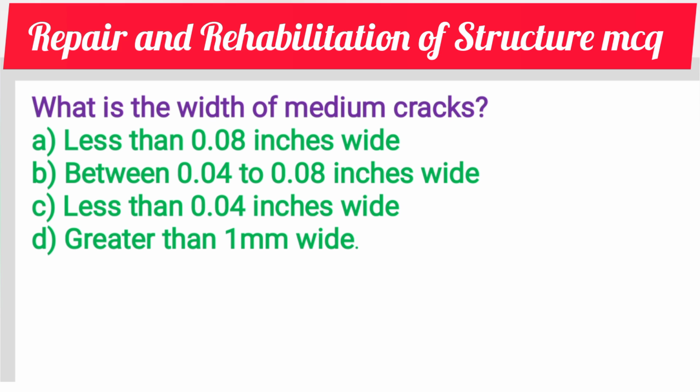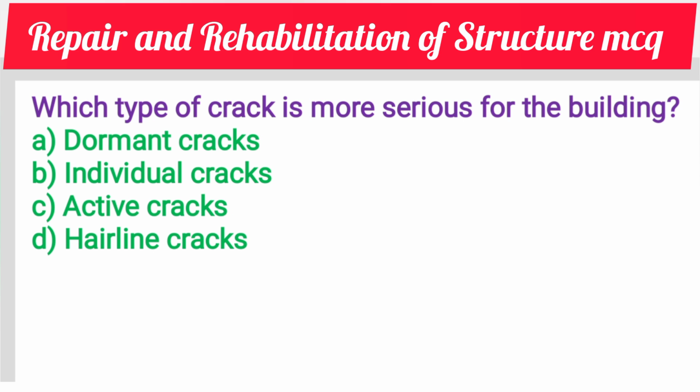Next question, what is the width of medium cracks? Option A, less than 0.08 inches wide, option B, between 0.04 to 0.08 inches wide, option C, less than 0.04 inches wide, option D, greater than 1 mm. So the correct answer is option D, greater than 1 mm. Next question, which type of cracks is more serious for the building? Option A, dormant cracks, option B, individual cracks, option C, active cracks, option D, hairline cracks. So the correct answer is option C, active cracks.